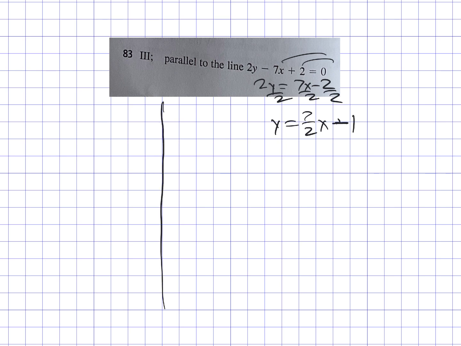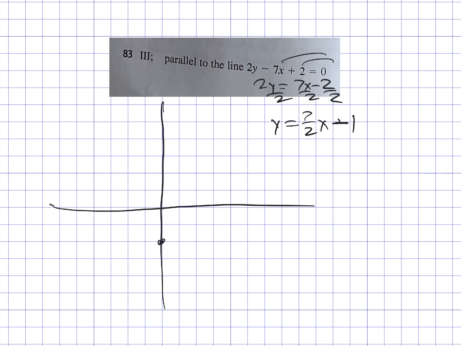Parallel to the line. All right, so we got to figure this out. Subtract 2, add 7x, divide everything by 2. So y equals 7 halves x plus, minus 1. Parallel to this line. All right, so let's draw this line. Goes through at negative 1, goes up 7.